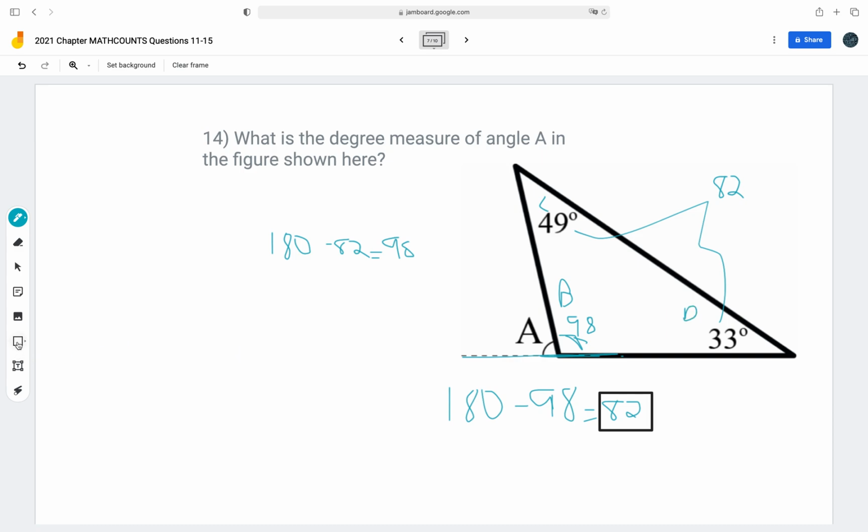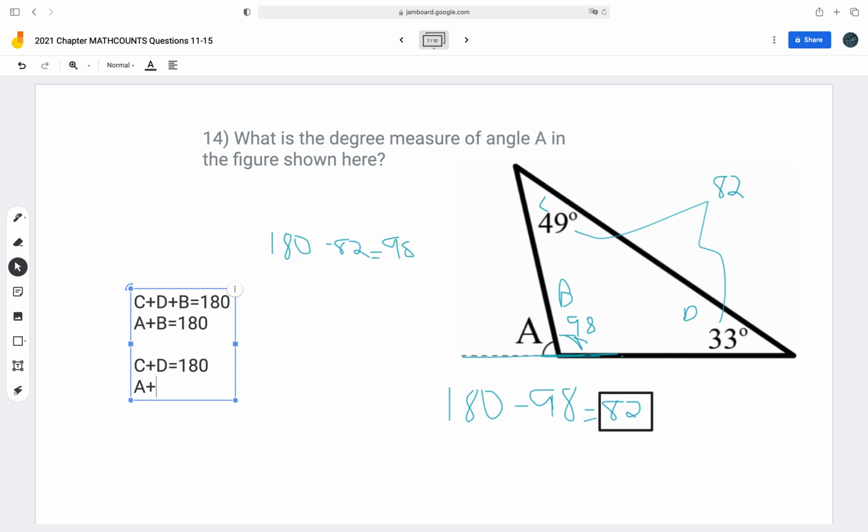This is something good to know. Sorry, I don't want that. I want a text box. So we have C plus D plus B equals 180 because of a triangle. And then A plus B equals 180 because of a straight line. Then you can take B from both sides. C plus D equals 180.